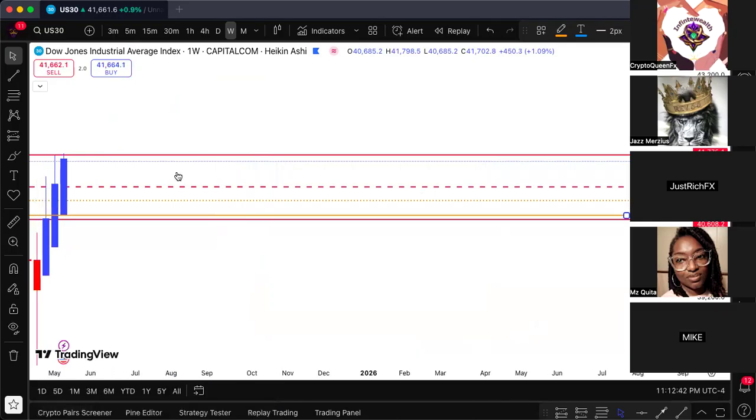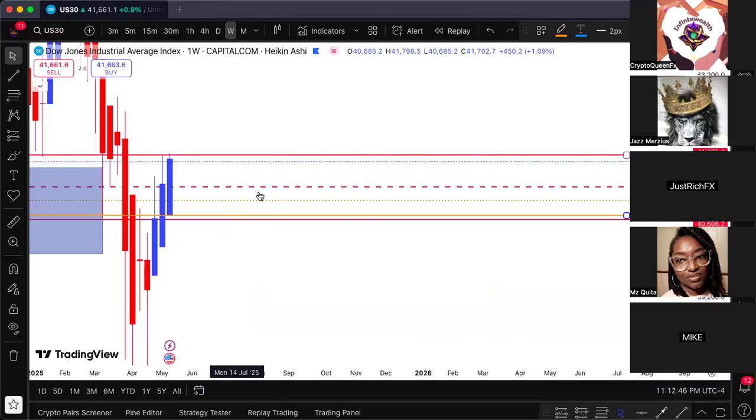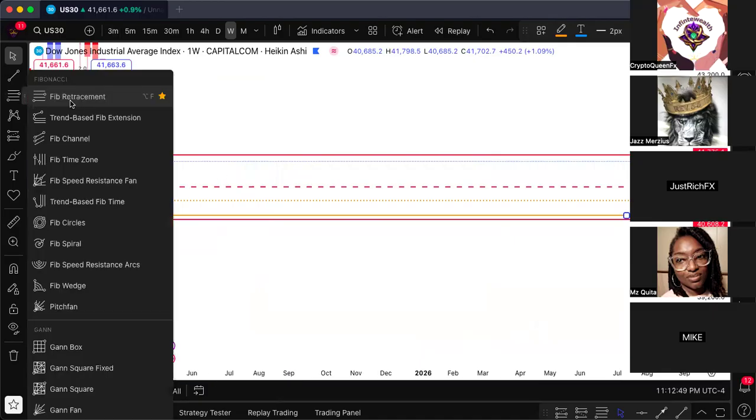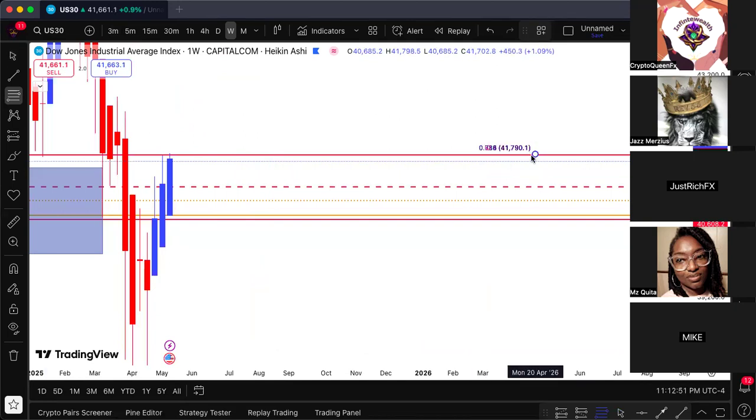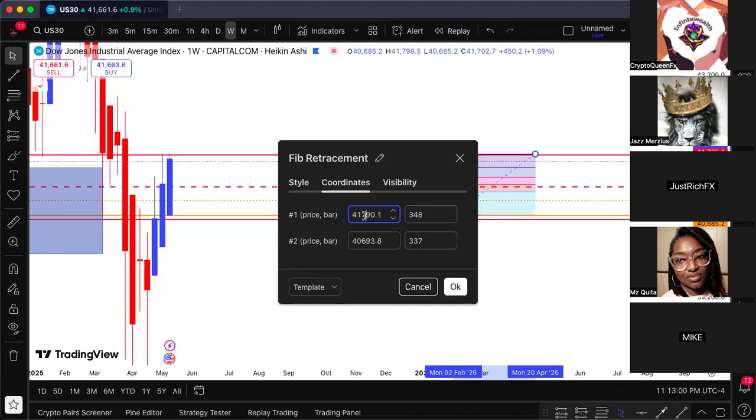When the weekly high and the monthly high are the same, you just keep the monthly line there. You don't want to confuse the lines. So the high is 41,798.5 and the low is 46.85.